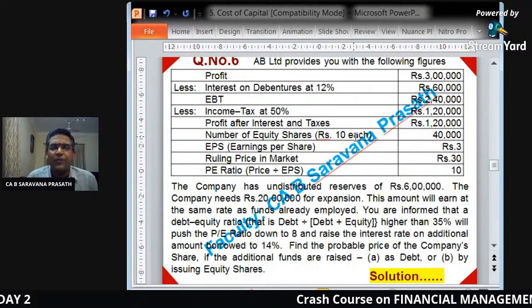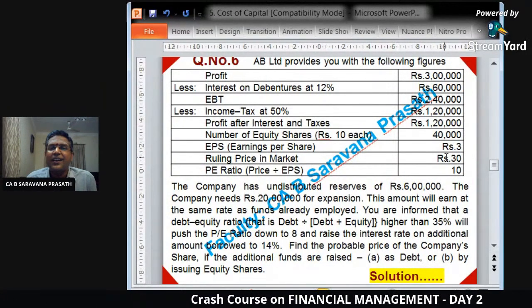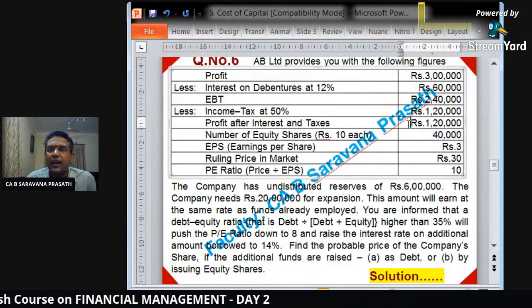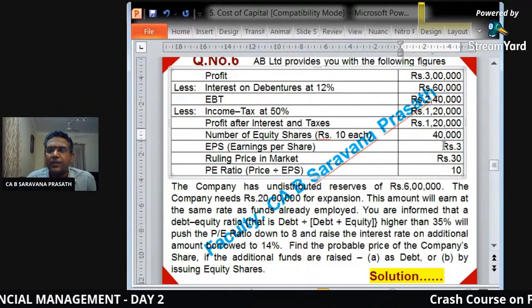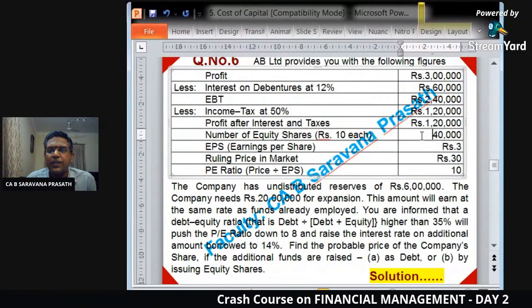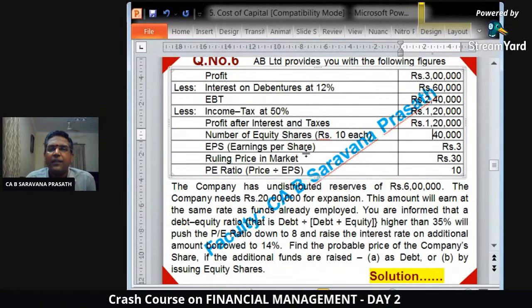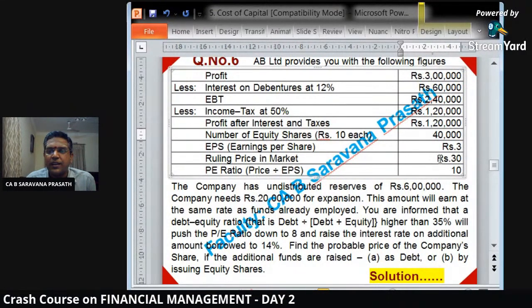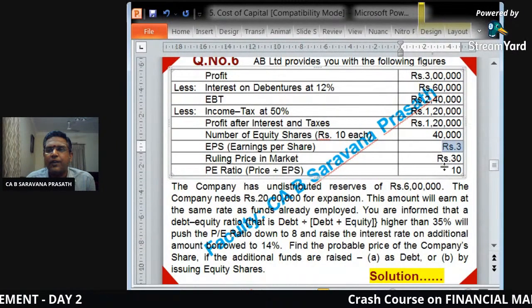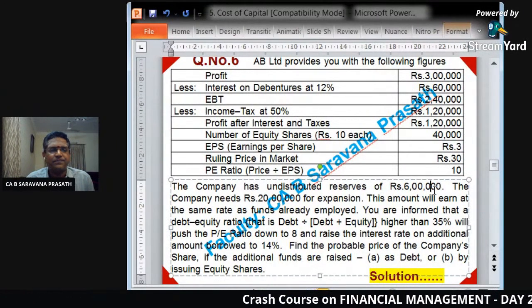Now let us confirm one or two calculations. Number of equity shares of 10 rupees each, 40,000. So 1 lakh 20,000 divided by 40,000 is equivalent to 3 rupees. Then price earning ratio: 30 divided by 3, therefore 10 times. This is the calculation.